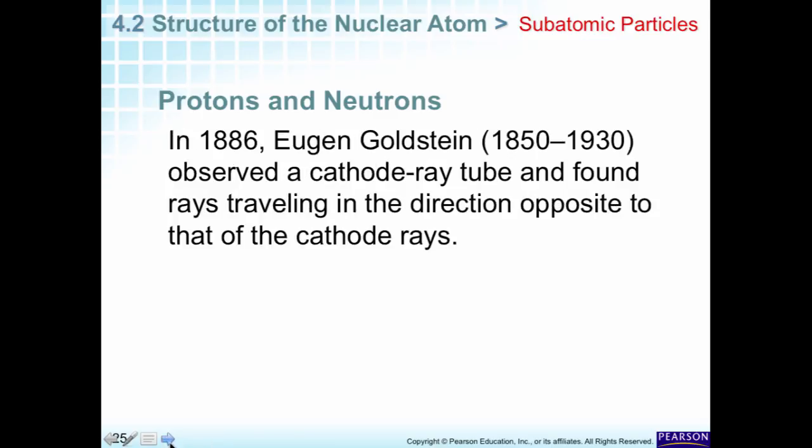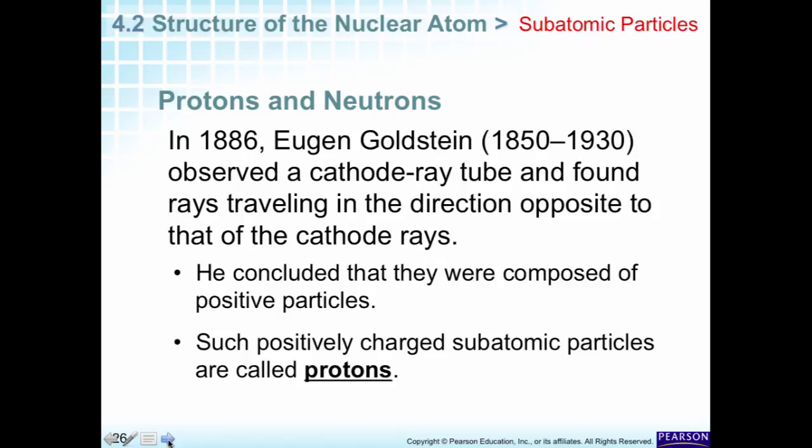A man named Eugen Goldstein observed a cathode ray tube and found rays traveling in the direction opposite to that of the cathode rays. So what did he discover? He said they must be positive particles, and he called these protons. Okay?